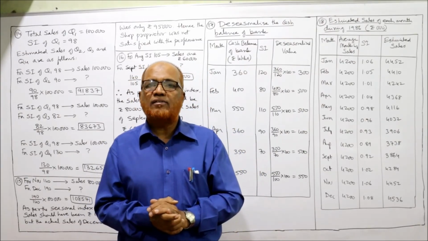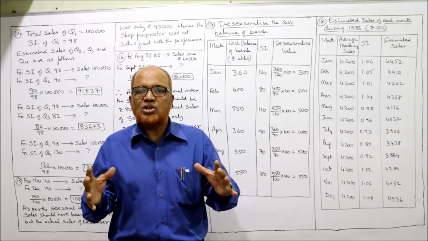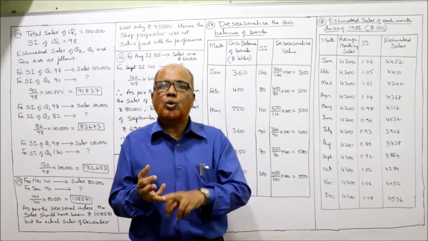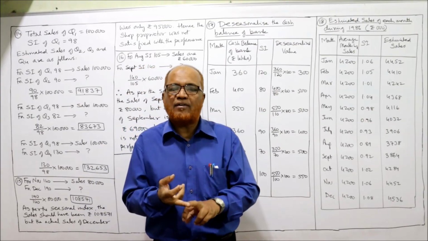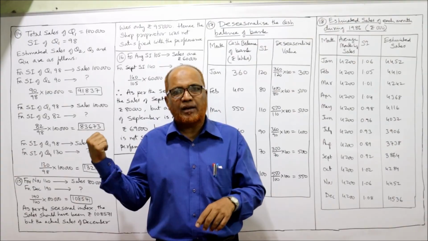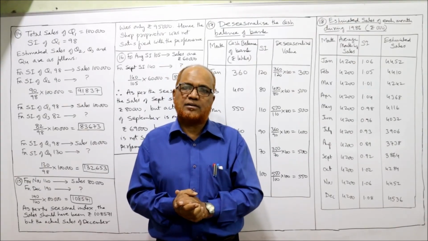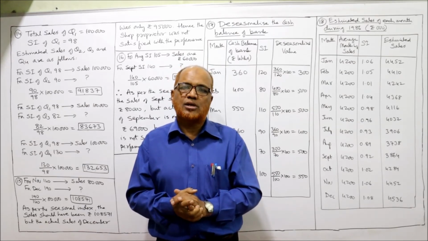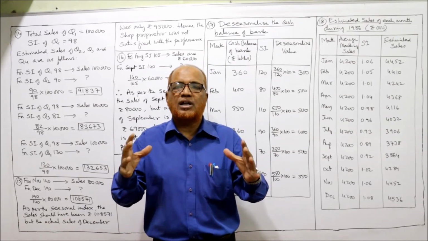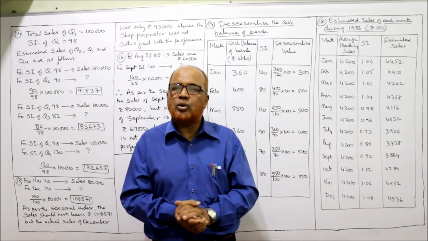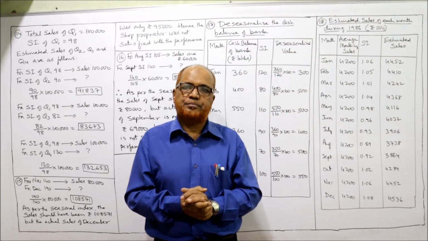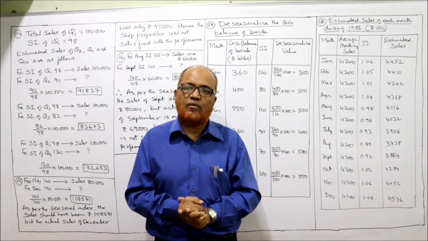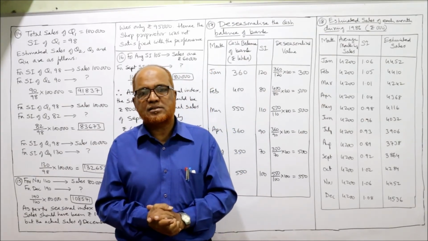Lastly, seasonal variations. The seasonal variations have 4 methods: simple average method, ratio to trend method, ratio to moving average method, and lastly, link relative method. So totally 18 problems we have done on seasonal variations. If you watch all these problems, definitely you can get a good command, not only to face the examination, but to get complete command of this topic of time series analysis.